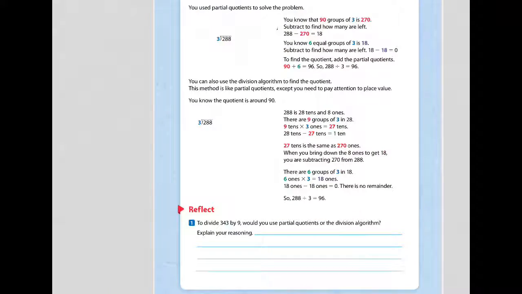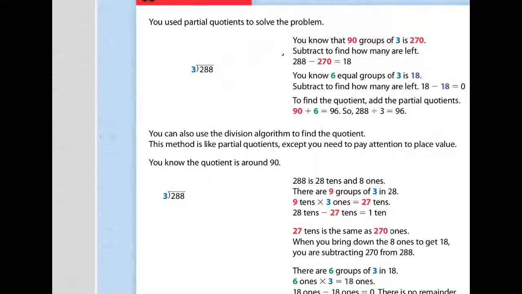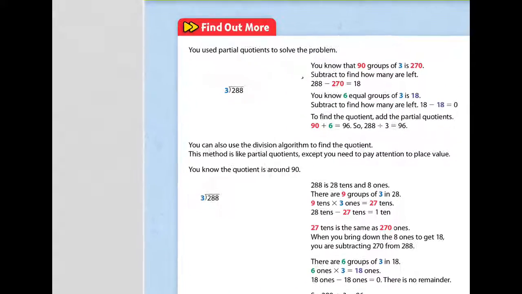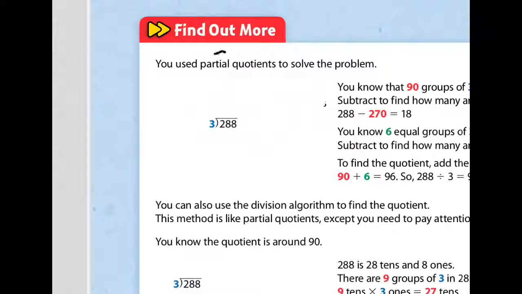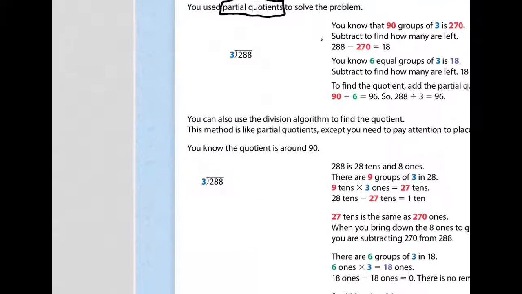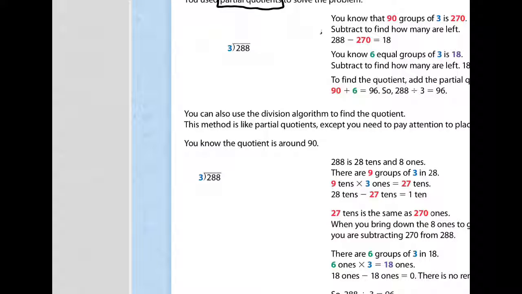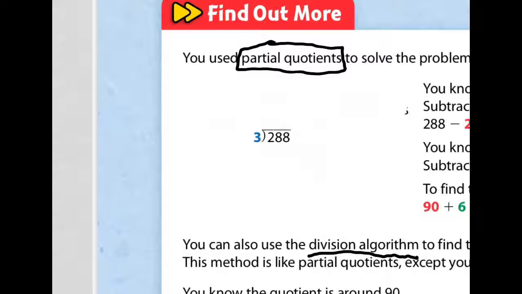So on the next page, I've whited out the work that the book did. So if you look in your book, you'll see it all there, but I'd rather you watch. We're going to show you how to do 288 divided by 3 two different ways. The first way is the partial quotient method. You may or may not have learned that in elementary school. The second way is what we call the division algorithm. So this is just the old-fashioned way that people have been using for years to solve division problems. All right, so let me show you here. We'll start with partial quotients, and we'll show you how this works.